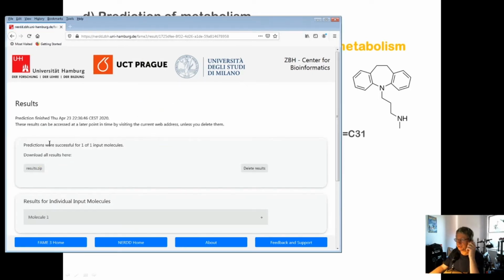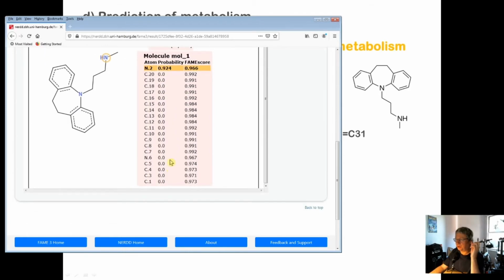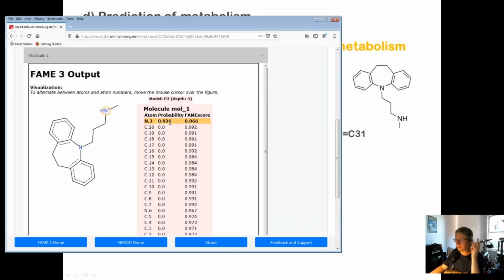All right, prediction successful. Let's show the results. And with pretty extreme probability, it's saying exactly what we predicted, that the secondary amine would be the site of phase 2 metabolism. Okay? Yeah, I mean, this would be possible. I would say C6 is possible, but since it's tertiary, it's kind of hard to attach stuff to it without becoming a quaternary ammonium. I'm a little surprised it's 0 probability, but not too surprised. I think N2, that makes sense.